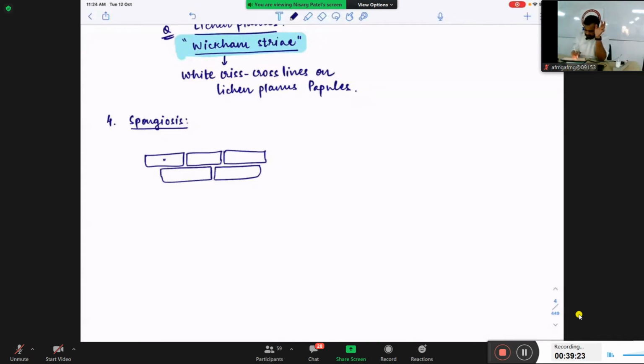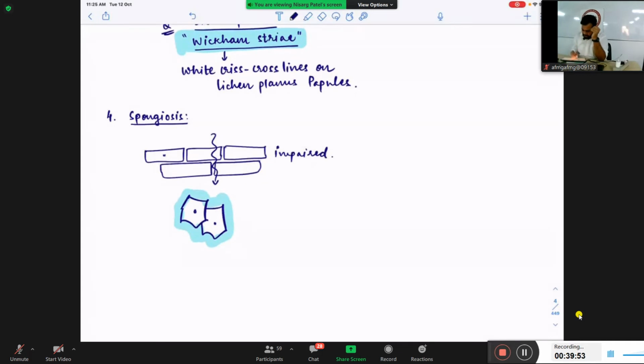But what is happening if this barrier is impaired? If this barrier is impaired, what will happen? Irritant can enter and cause the inflammation of our cells. And if they start inflammation, what will I have? I will have an intercellular edema. The reason is because the irritant entered into the deeper layer. So this intercellular edema is known as spongiosis.